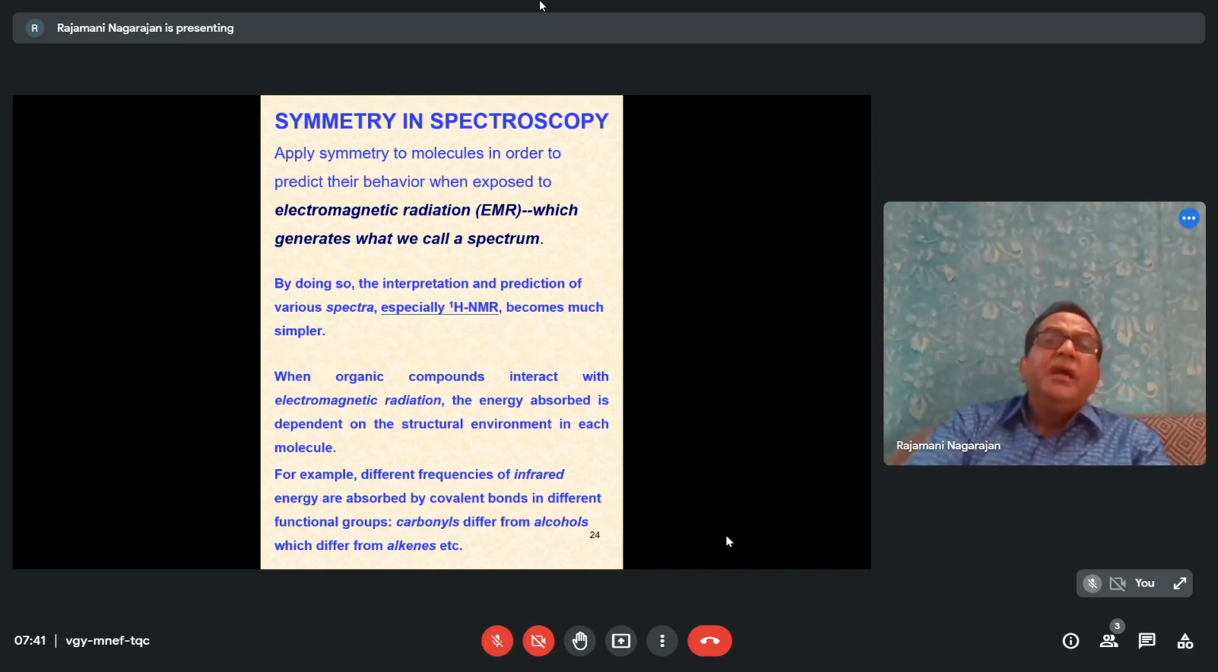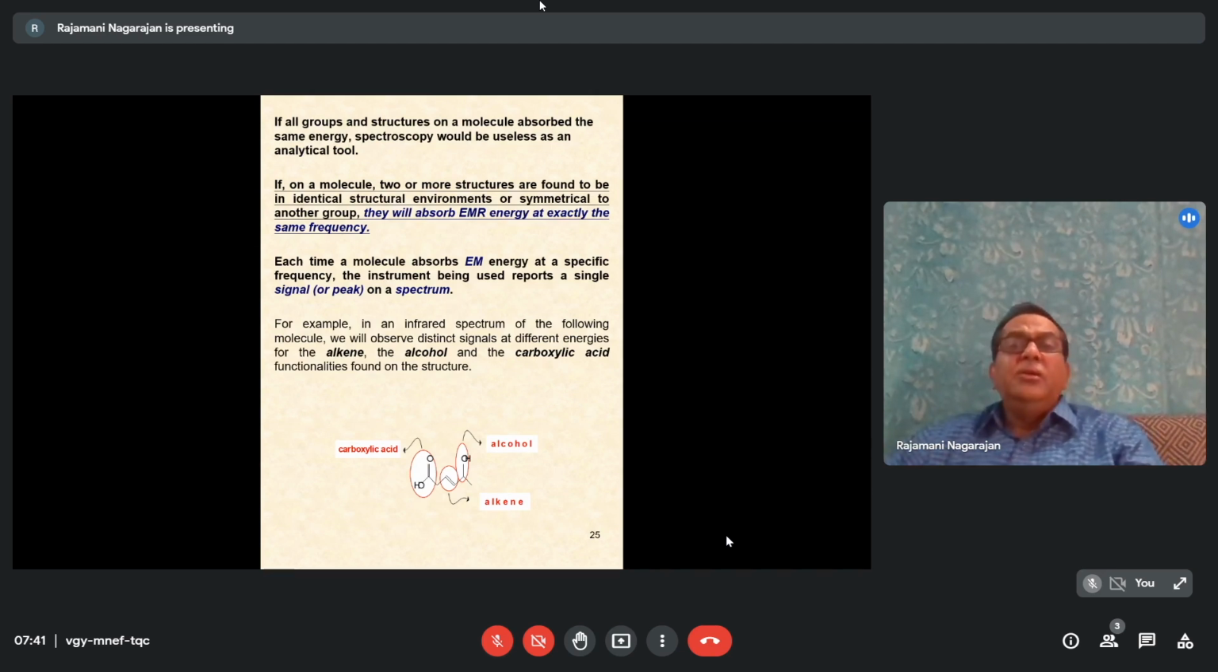If all groups and structures in a molecule absorbed the same energy, spectroscopy would be a useless technique as an analytical tool, right? If they all absorb the same energy, then you don't get any differentiation.